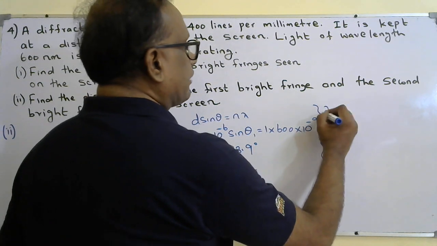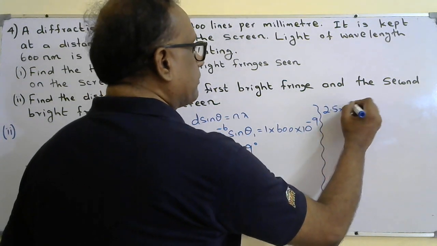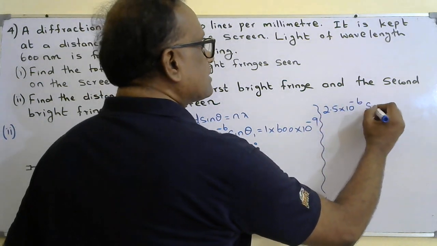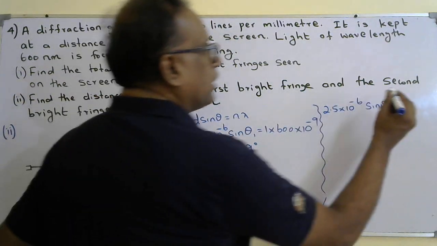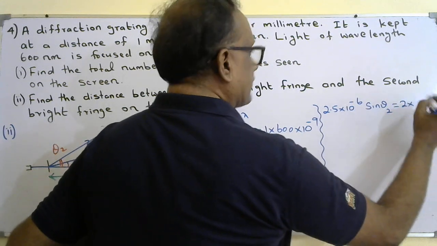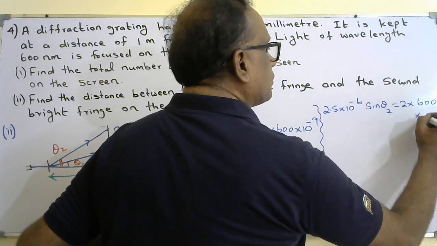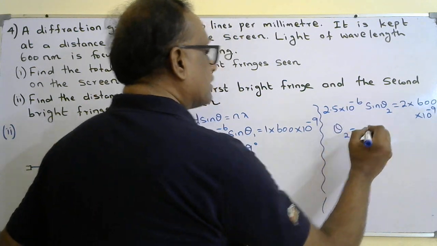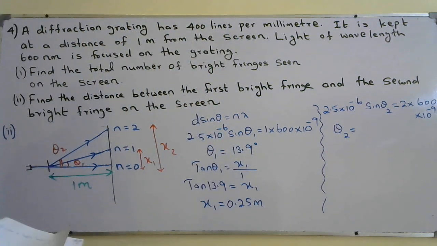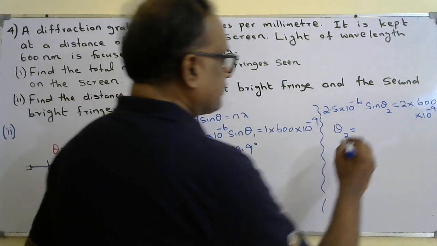So that is 2.5 × 10^-6 sin θ2 equals second order. So n should be 2 into 600 into 10^-9. So find the θ2 here, the angle of diffraction for the second order. Find it. θ2 will be equal to 28.7 degrees.